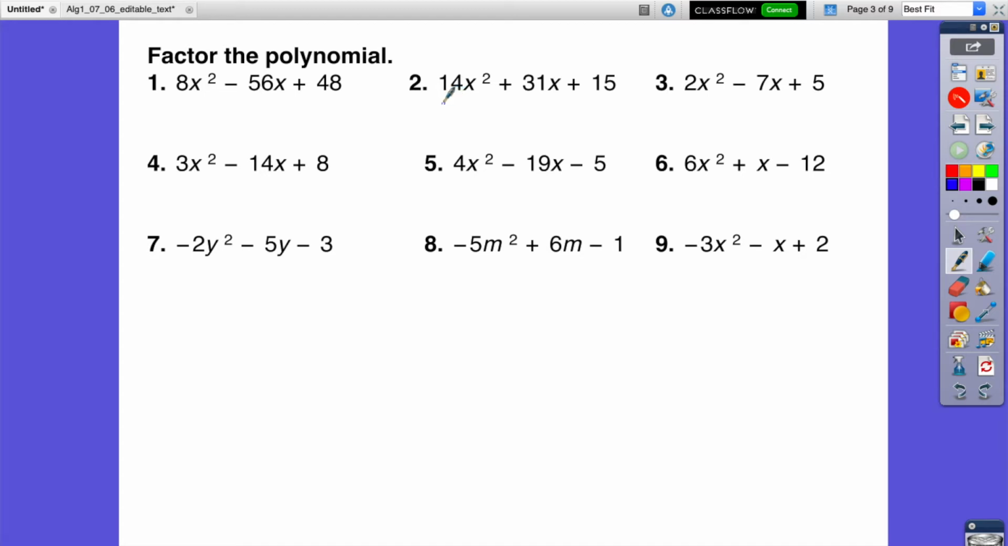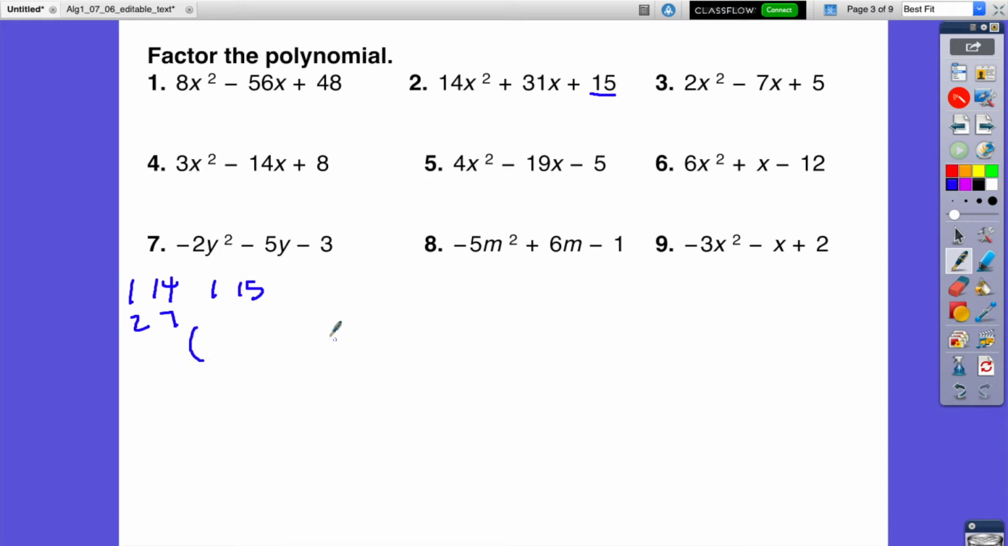Now, I showed you in the last video to multiply A and C together, but that's going to come out to be a really big number. So let's try a guess and check method here. So I'm going to write out the factors of 14. So it's going to be either 1 and 14 or 2 and 7. And the factors of 15, which is going to be 1 and 15.